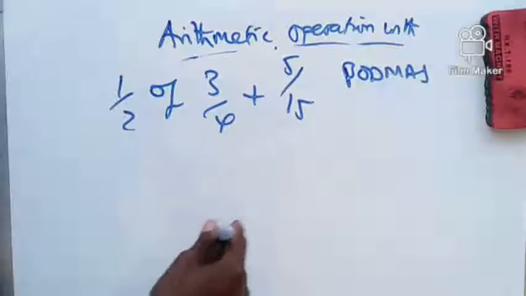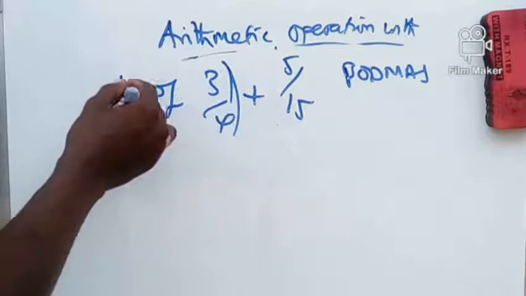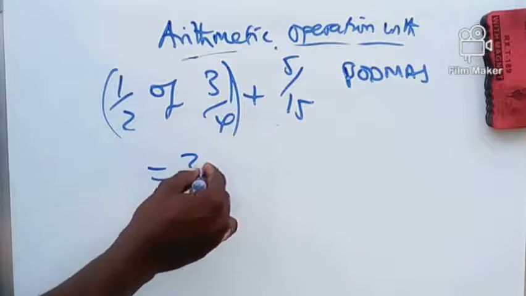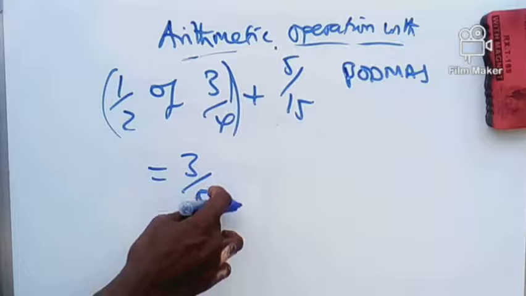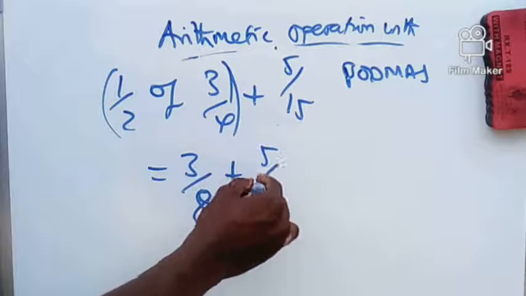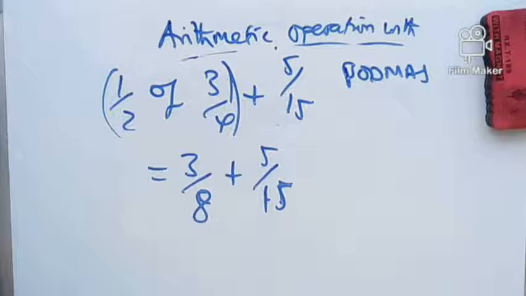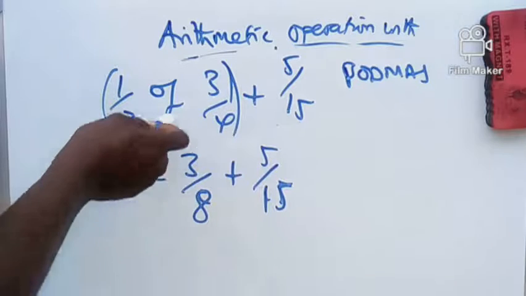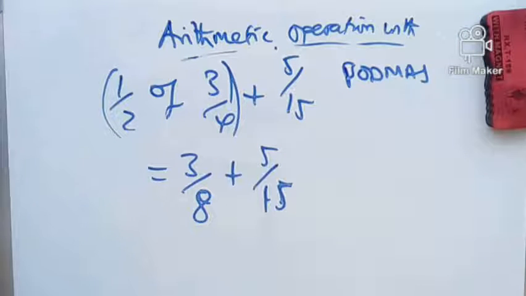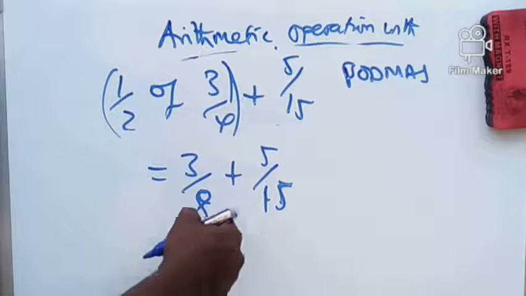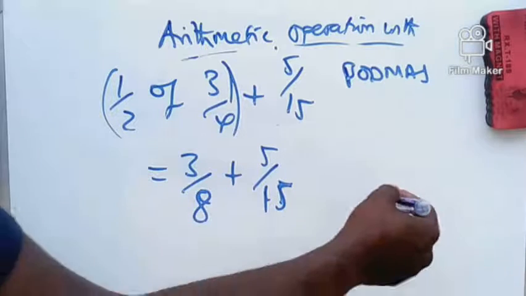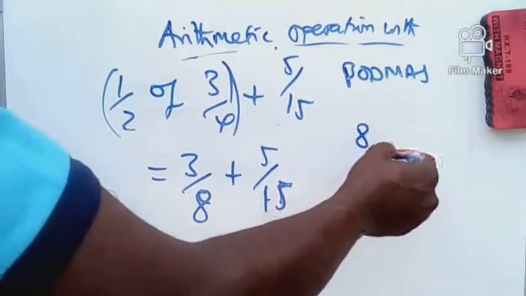So we write it down as this is equal to 3 over 8 plus 5 over 15. Since there are only two operations here, after dealing with of, you will now proceed to the addition. So let's add the numbers. To add, we simply do what? Find the LCM of 8 and 15.